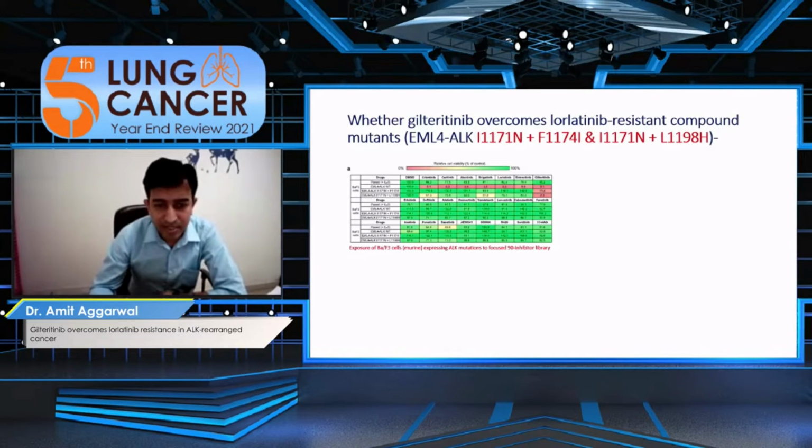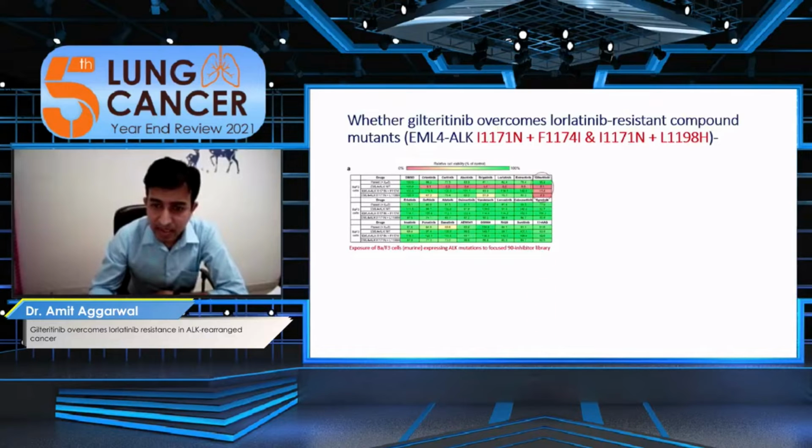So what researchers did, they took BAF3 murine bone marrow cells, which were expressing ALK mutations, and these were exposed to the 90 inhibitor library, various multi-kinase inhibitors, and they found that gilteritinib was the only agent which showed activity against wild-type ALK, mutant resistant as well as compound ALK resistant tumor cells.